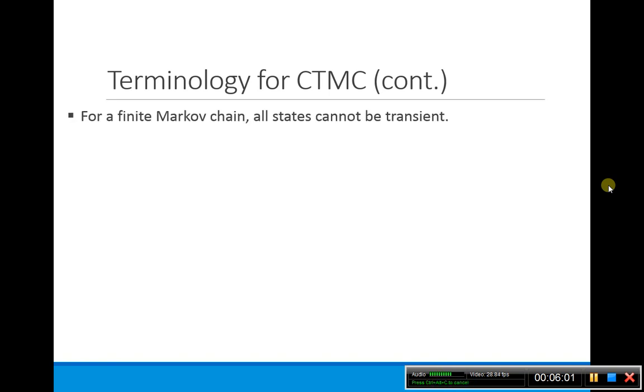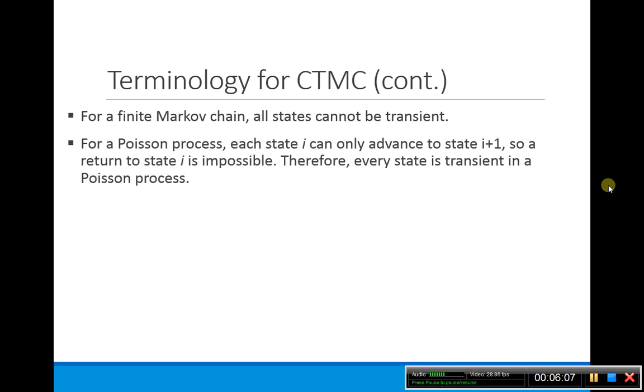Okay, so for a finite Markov chain, all states can't be recurrent. There have to be, all states can't be transient. There have to be some that are recurrent.